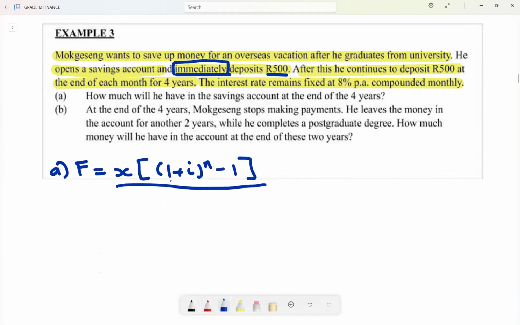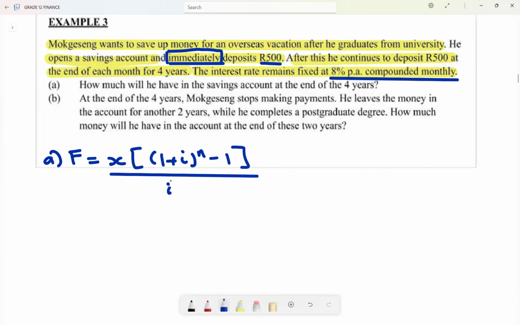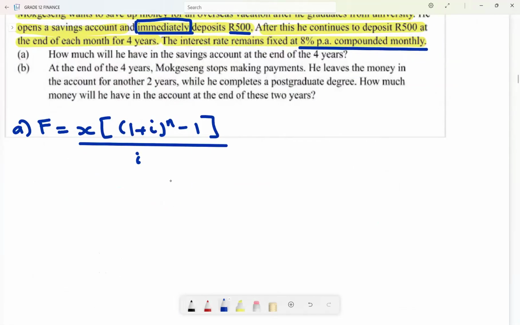Regular payment of how much? Of 500. And then after this, he continues to deposit 500 at the end of each month for 4 years. Okay, the interest rate remains fixed at 8% per annum, compounded monthly. Okay, now I want to teach you something.